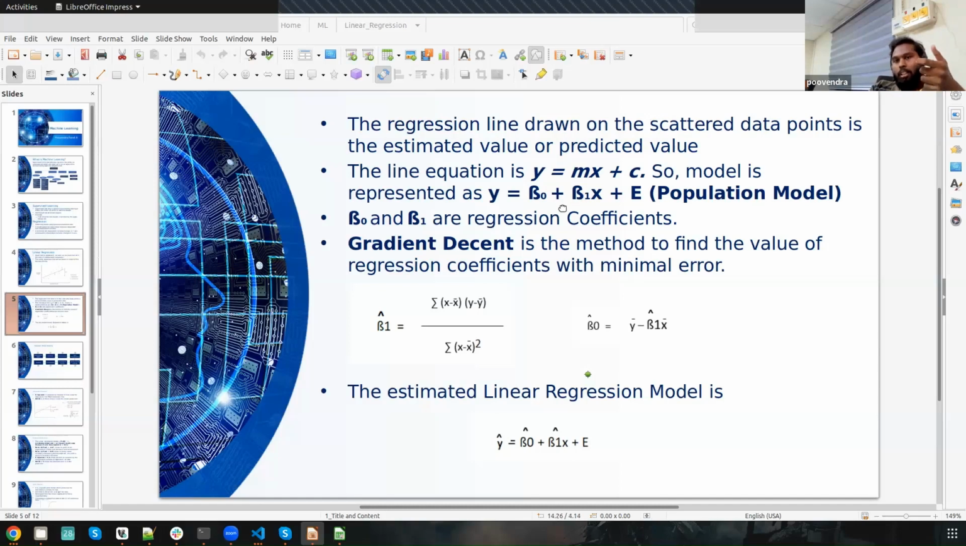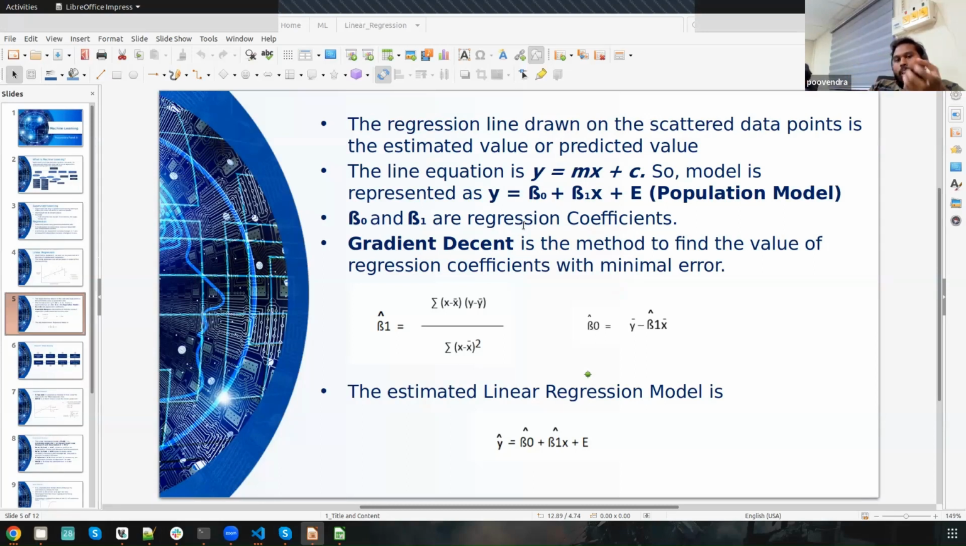What is beta naught? Beta naught is your c, the same as in the straight line equation y equal to mx plus c, from which we are arriving at a linear regression model. We are representing it as a population model. Beta naught is the intercept, beta 1 x is the independent variable, and this is the error. We call beta naught and beta 1 the regression coefficients.